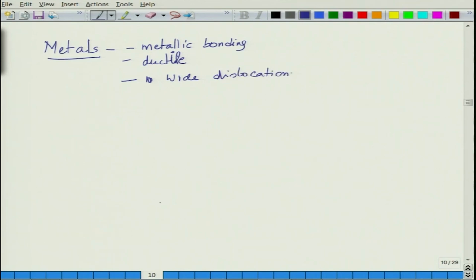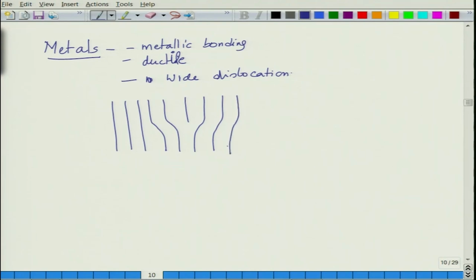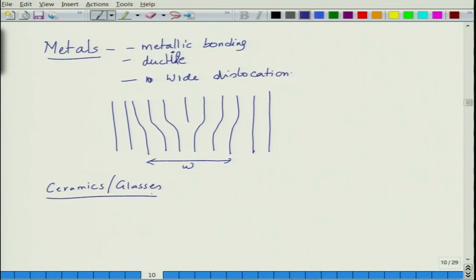Okay. So, schematically speaking, in the case of, let us say, a metal, this is W. Okay. In case of ceramics or glasses, the scenario is something like this.